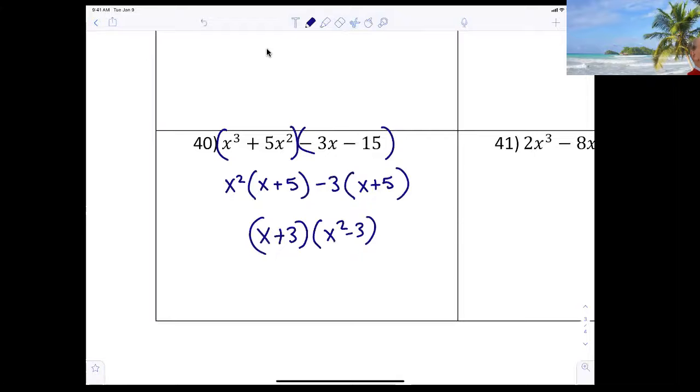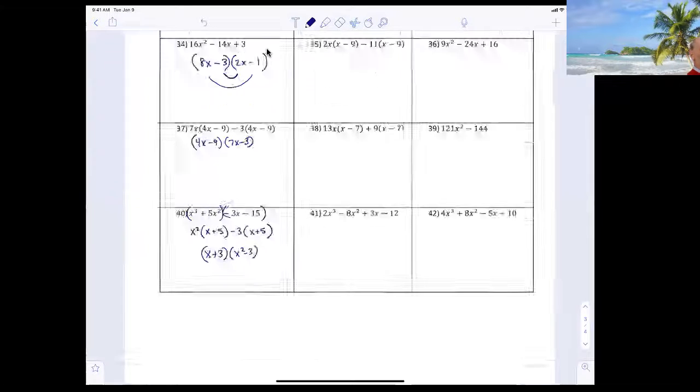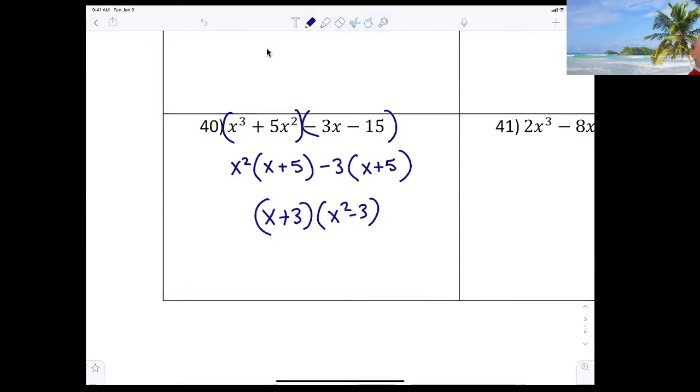Is that good with 40? Wow. I have a question. Come on, speak up. Why did the 2x plus 5 instead of x plus 3? Oh, it's not. I just can't write today. Good job. I appreciate that. It was x plus 5.